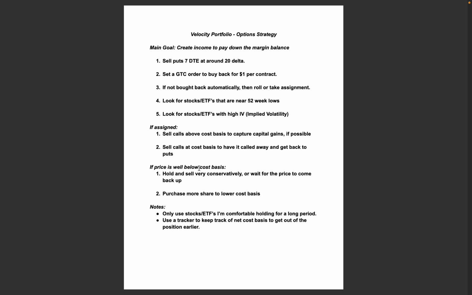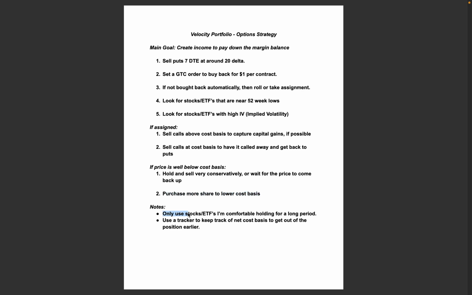If the price is well below the cost basis, like I mentioned earlier, I will hold and sell very conservatively. So I might sell covered calls at like a 5 or 10 delta just to collect a little bit of premium while I wait for the price to come back up. Or if I don't even want to bother with that, I will just purchase more shares to lower the cost basis and just wait for it to come back up without even selling calls.